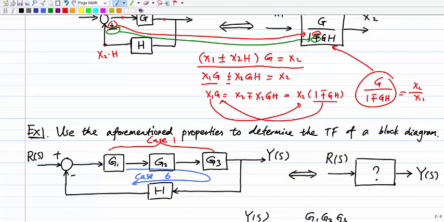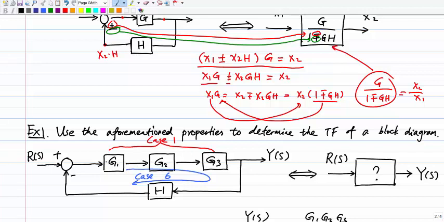So the first example is we want to use the aforementioned properties or cases to determine the transfer function of a block diagram or complex control system. All right, so here's the example I give you. First one, I give input R(s), output is Y(s). Here I do have a feedback loop, a negative feedback.